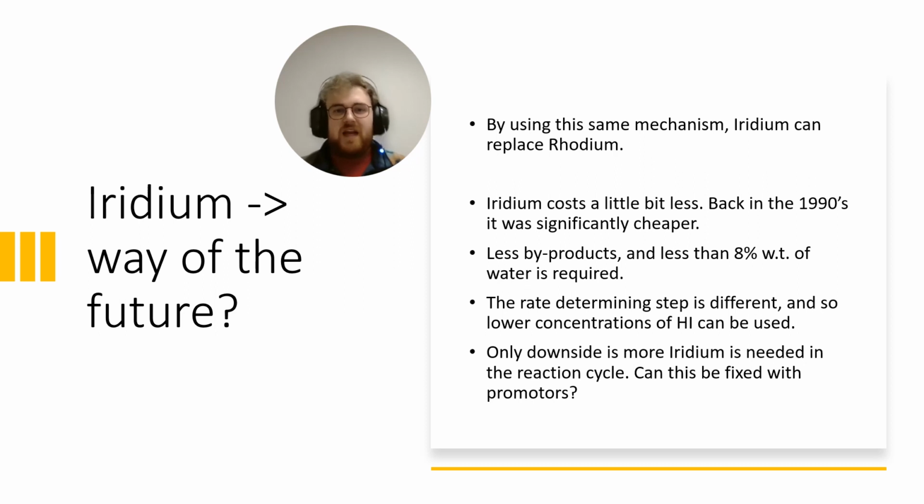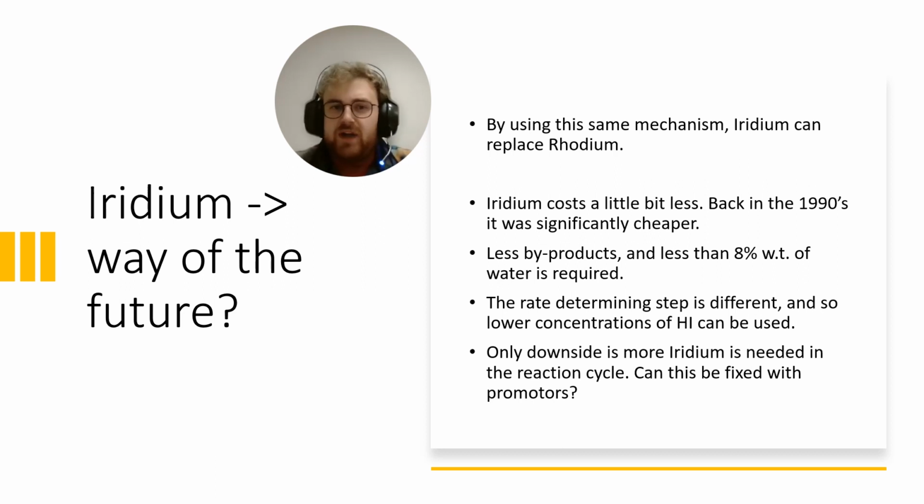Iridium as a catalyst uses 8% by weight of water, less than the rhodium catalyst, which uses 13 to 15% by weight of water. And the rate determining step with iridium is different, so you'll be able to use lesser amounts of methyl iodide in the iridium catalyst cycle. So that means that if iridium was used, fewer purification steps would be necessary, and there would be less likelihood of corrosion on that machinery as well.